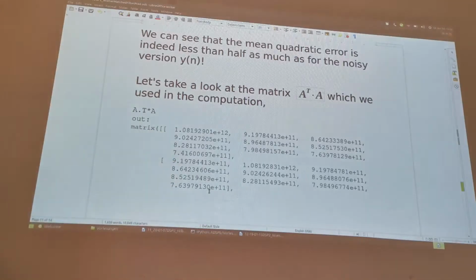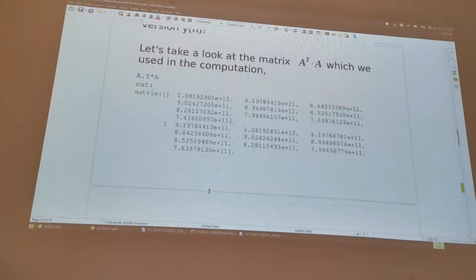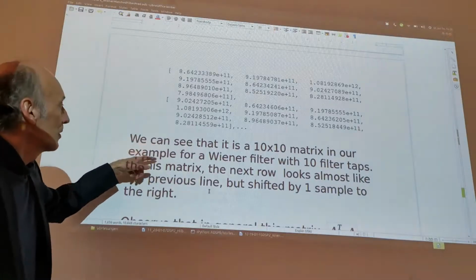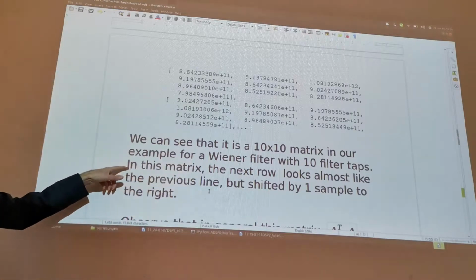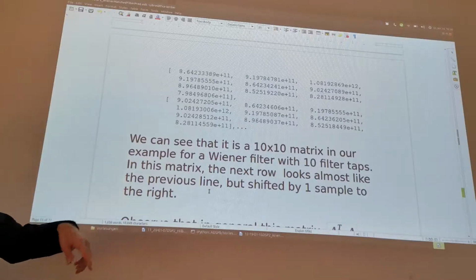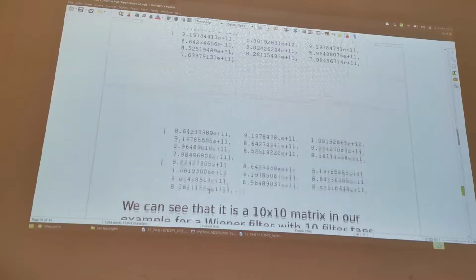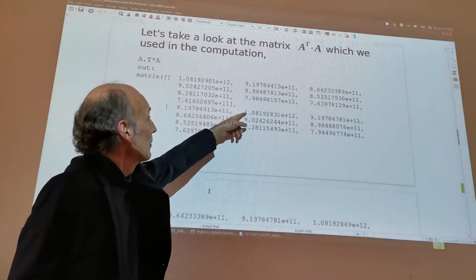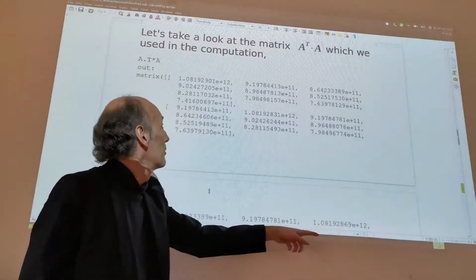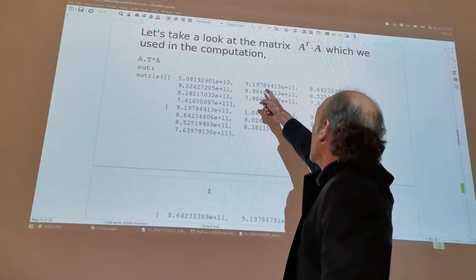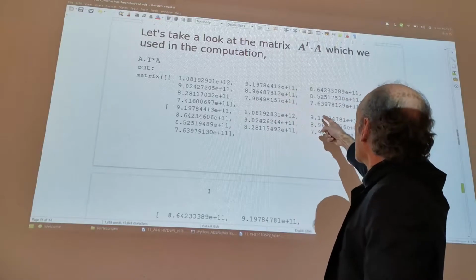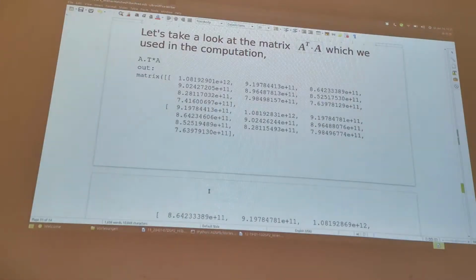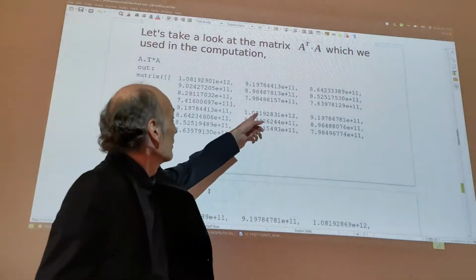The next one is already lower. So we can see that it's a 10 by 10 matrix in our example for a Wiener filter with 10 filter taps. And in this matrix, the next row looks almost like the previous line, but shifted by one sample to the right. So here this entry 1.08 times 10 to the 12th appears here again, and then also here, and also with the next entry. Here you have 9.19 times 10 to the 11th. It also appears here and then also here in the next row. So the next row looks like the shifted version from above. And when you look to the left, it's basically symmetric.